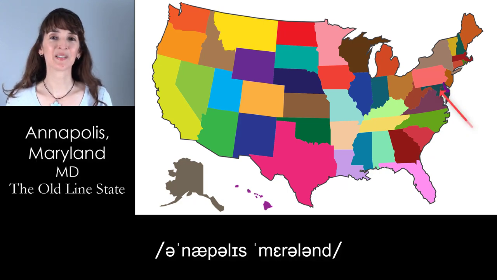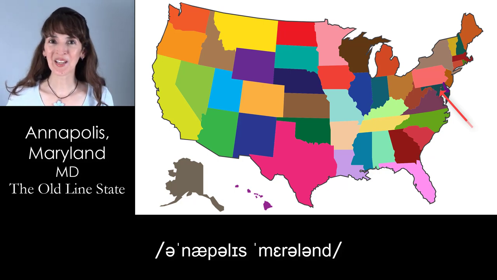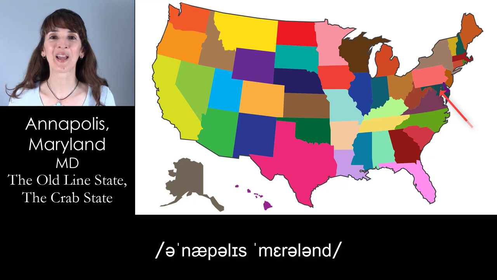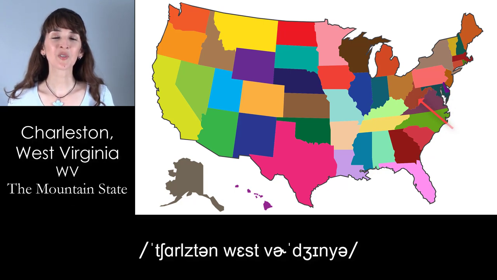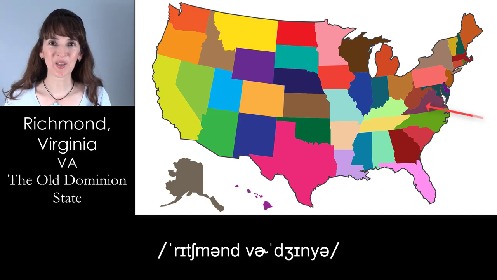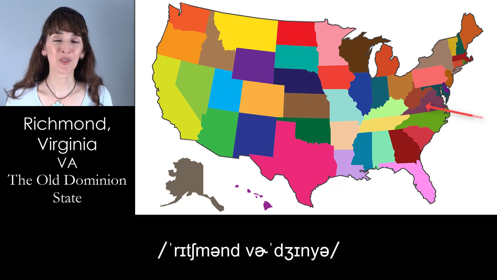Annapolis, Maryland. It's called the Old Line State, but personally, I know it as the Crab State. They have wonderful steamed crabs in Maryland. Charleston, West Virginia, the Mountain State. Richmond, Virginia, the Old Dominion State. It was one of the 13 colonies.